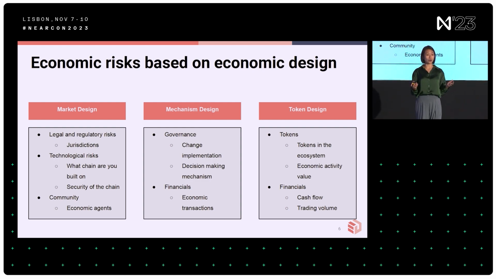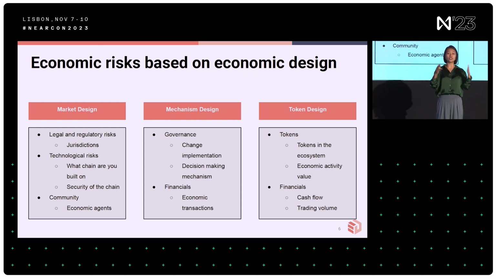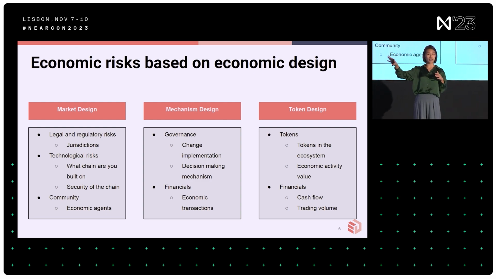What kind of countries do you operate in? Is the foundation operating in Panama versus US versus Lisbon versus Singapore? It really depends, and understanding that gives us some understanding of to what degree and to what extent the external regulations, the external rules will impact us. We look at technological risks, and we look at community.